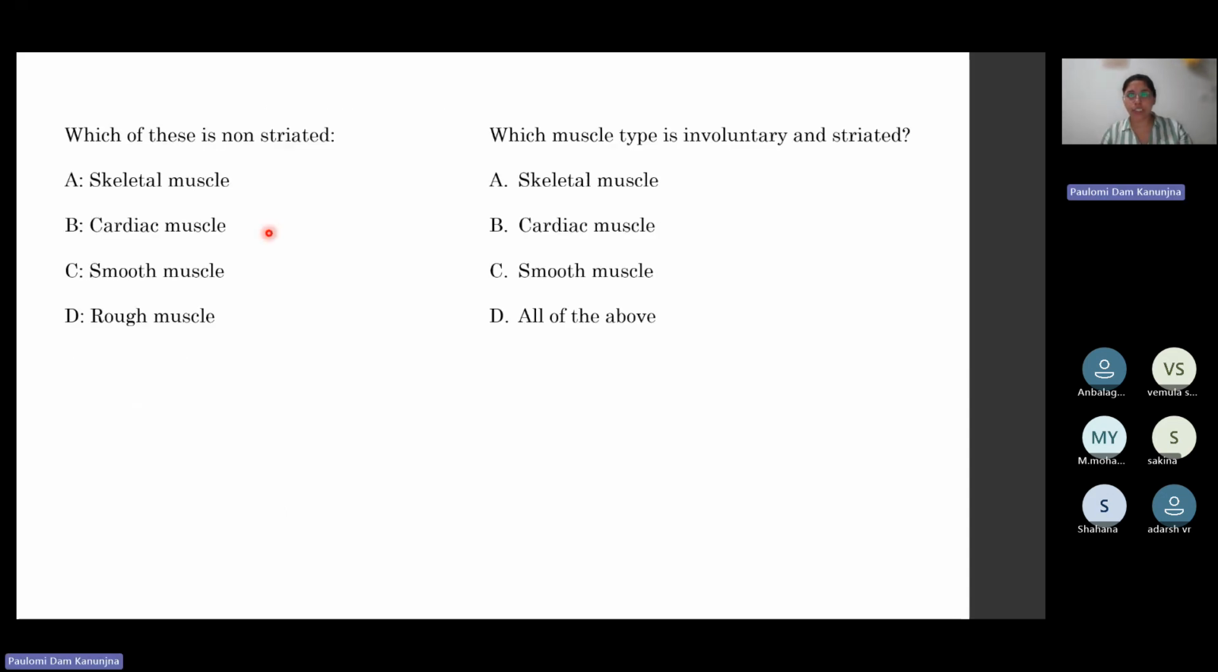Let's move to the next questions. These are on the type of muscles. And again, like I said, these are easy for you to remember. So first is non-striated. Second is involuntary. So you should now see striated. And then involuntary and striated. So which one is non-striated, which one is striated, and which one is involuntary? So which ones are the one?